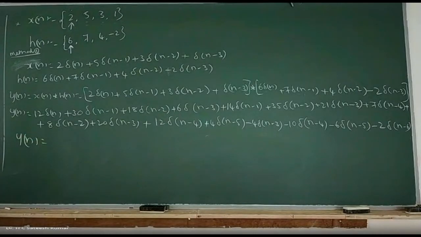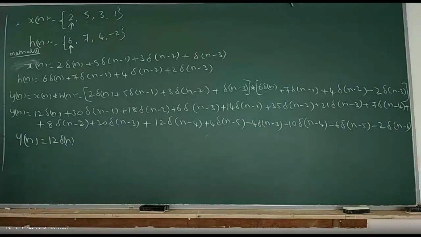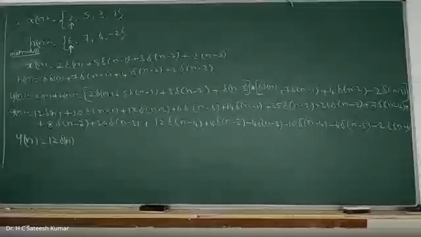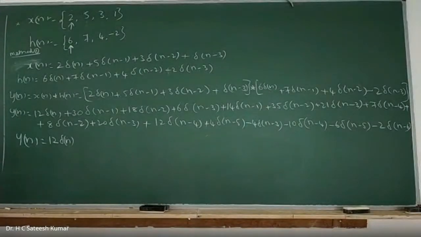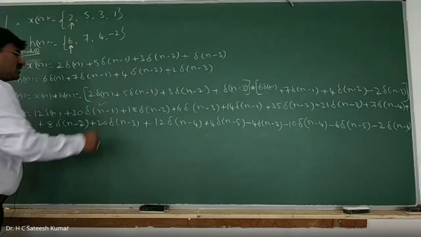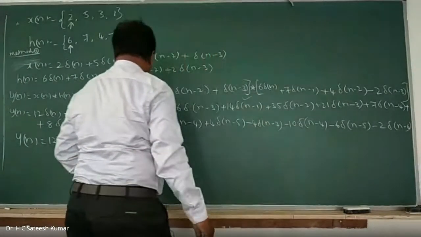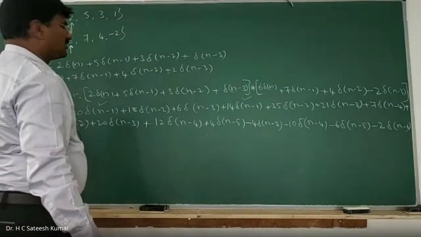What we should do? So group them. How many delta of n's are there? Only one delta of n. That is nothing but 12 delta of n. Okay, right. Next. How many delta of n minus 1s are there? 1 delta of n minus 1, 2 delta of n minus 1. That's it. 2 delta of n minus 1.